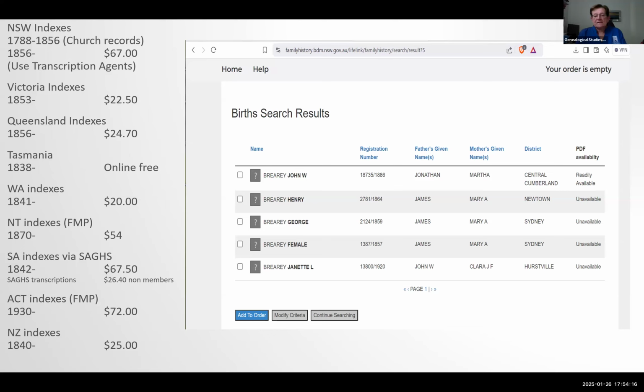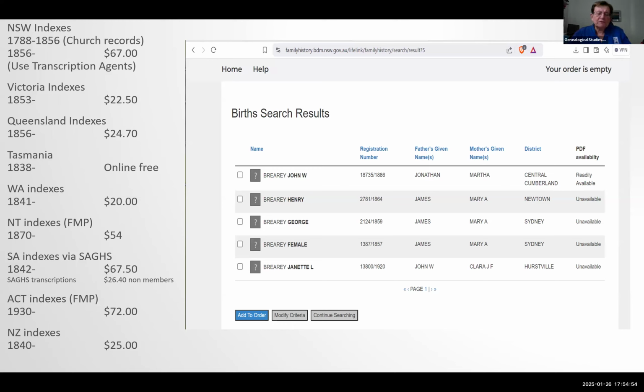The Northern Territory indexes aren't available on a given website. They are available, though, on Find My Past. So that is one place where you can find them, which is unusual because that is quite a recent addition, because only recently have they gone on Find My Past. If you want one of those birth certificates, it's still going to cost you $54, though. Note when Northern Territory births, marriages, and deaths started in 1870.